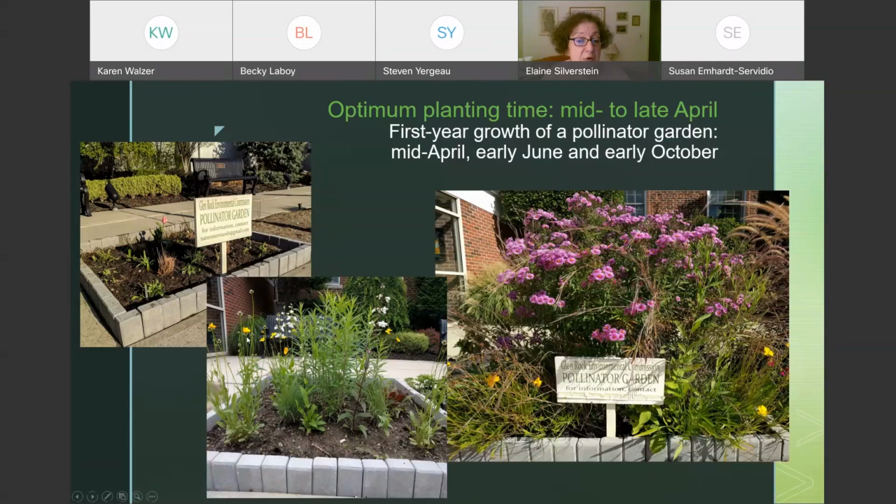You can see that the coreopsis bloomed, that the penstemon bloomed. This is the asters, and they're staking out. The milkweed didn't bloom the first year. I know it's here, but I don't see it. And the grasses are still small. So that was what it looked like in early June, and in early October we had this.